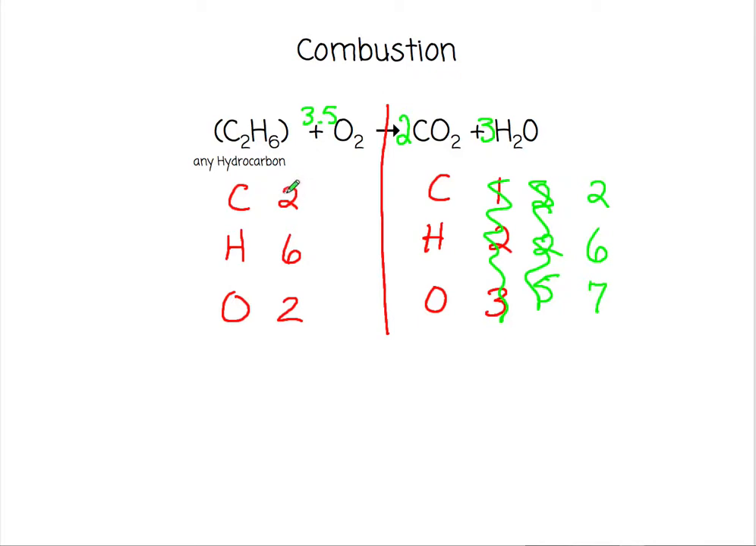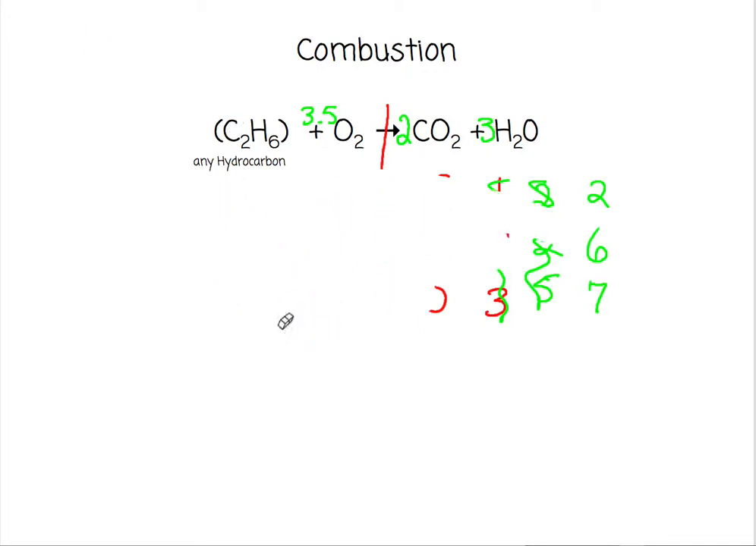Okay, we've got to recount, because I just put a coefficient in there, 2, 6, 7. It is balanced, but it doesn't look good because it is not balanced with the lowest whole number configuration. So because we have to make them the lowest whole number ratio, I can multiply these numbers.